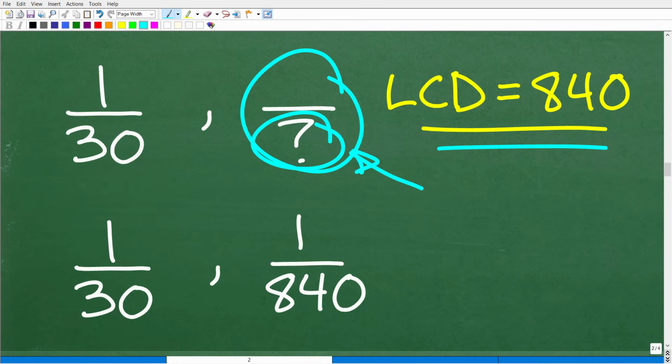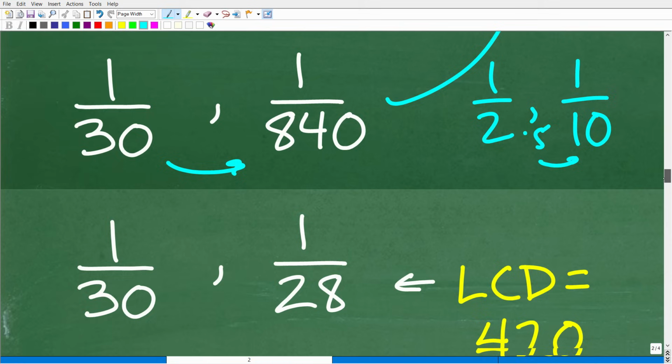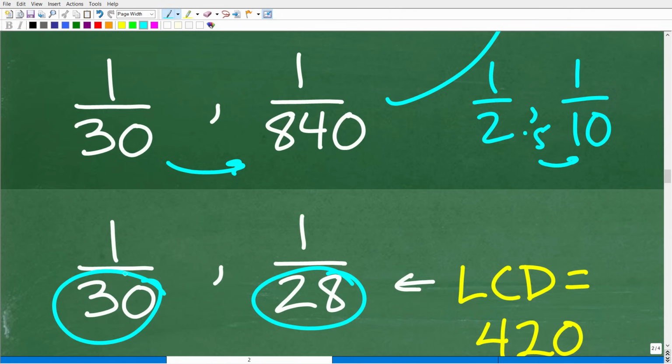Now let's suppose you're thinking, well, maybe 1 over 840 could be the fraction, where for these two fractions the LCD is 840, right? In other words, if you had 1/2 and 1/10, I could just multiply 2 by 5 and I get 10. Is that the situation? Some of you might say, let's just take 840 and divide it by 30. So maybe it's 28. Well, is 840 the LCD of these two fractions?